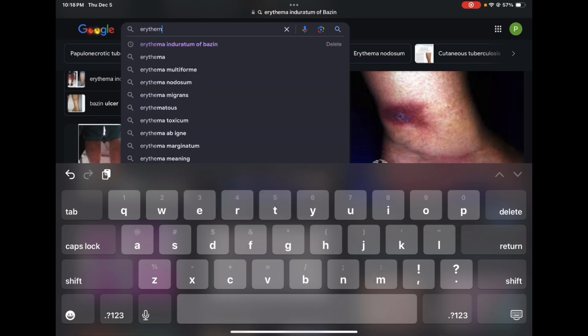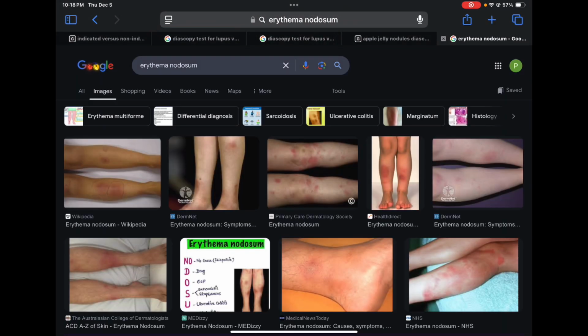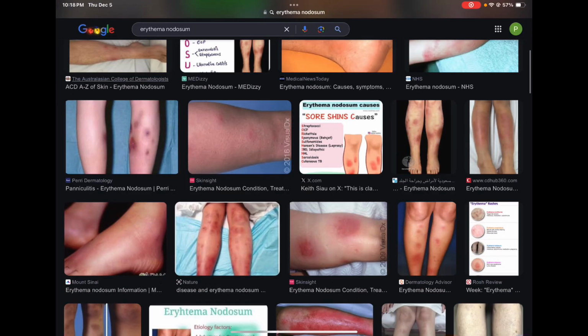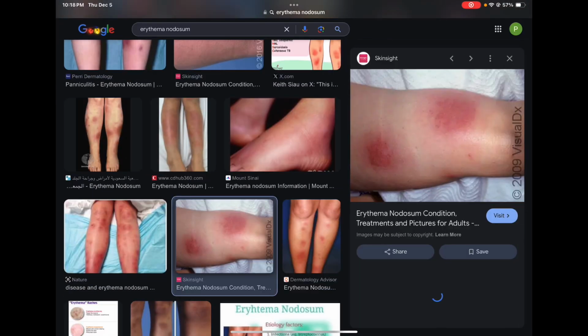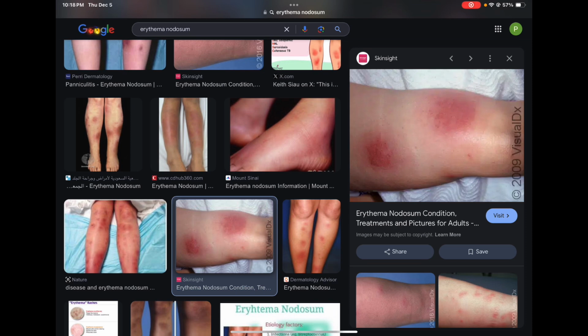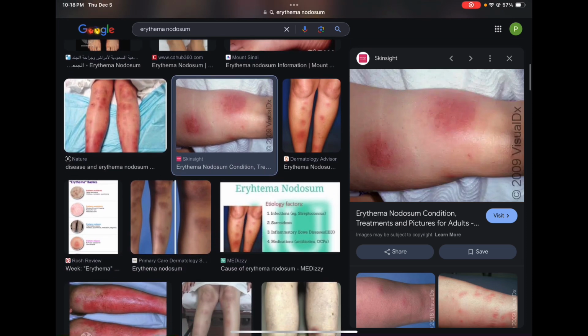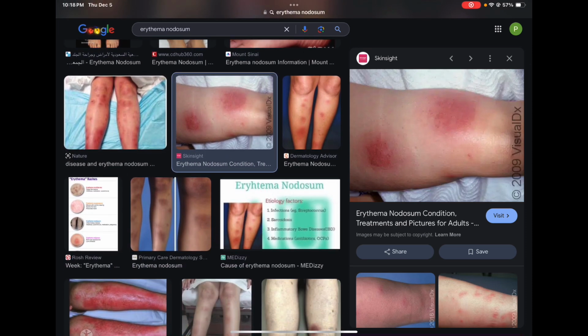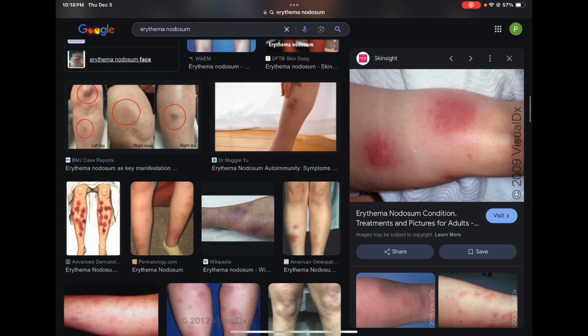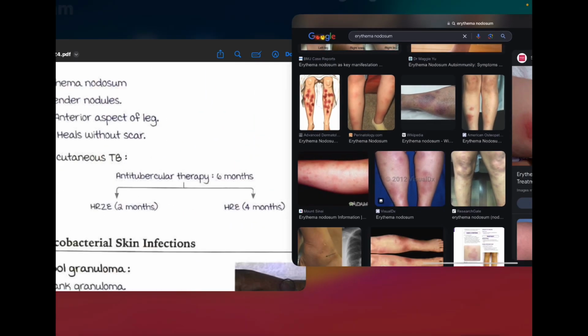So let's see how erythema nodosum looks. It's similar looking, not a characteristic central necrosis, and there won't be any scar, and it happens on the shins.